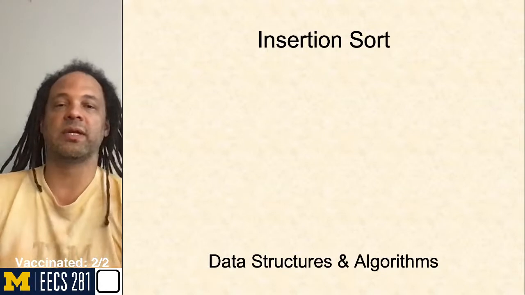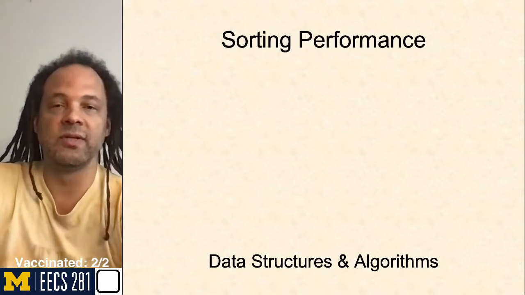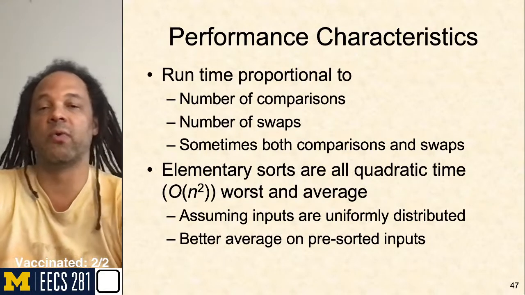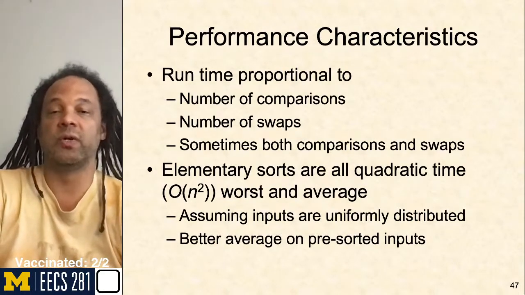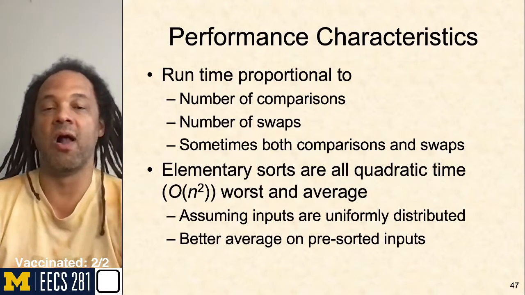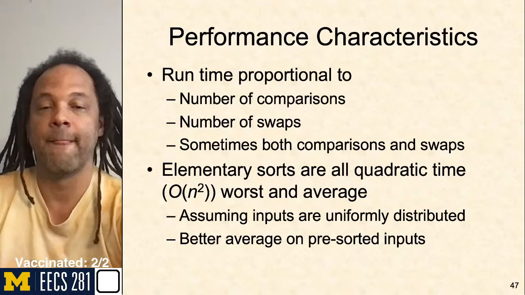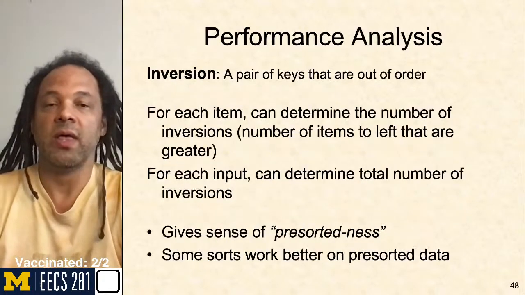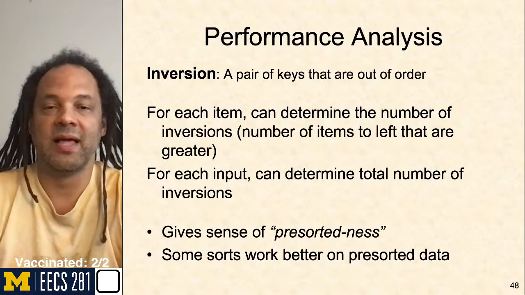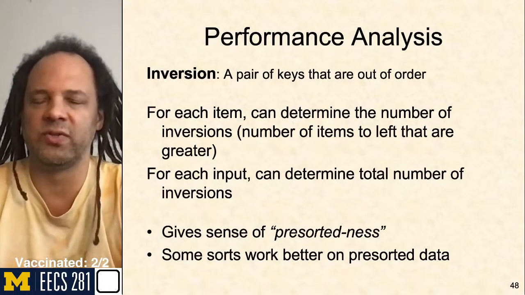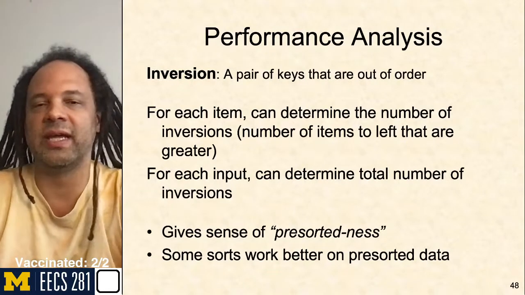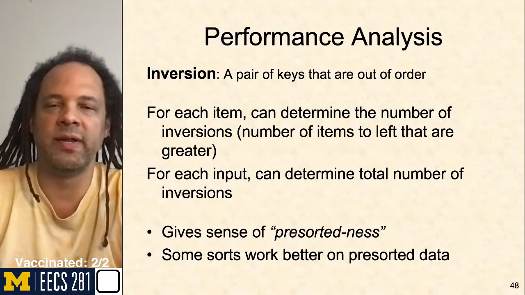That's insertion sort. As we look at sorting performance, we've got some comparisons here, some characteristics that we talked about earlier. Runtime is going to be proportional to the number of comparisons, proportional to the number of swaps. Sometimes it's both. All of my elementary sorts were quadratic. And so how do we analyze this thing? One way to look at this is, I talked about things that are partially sorted or mostly sorted or very unsorted, and we need a definition that gets us there. We're going to do that with something called an inversion.